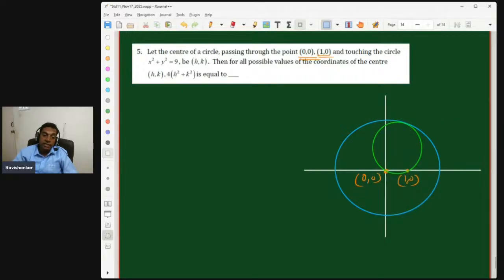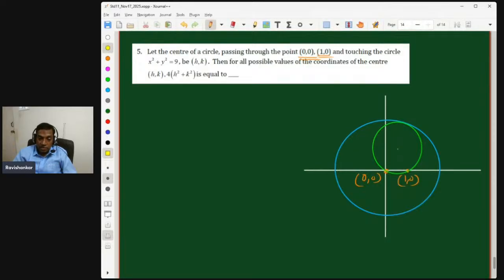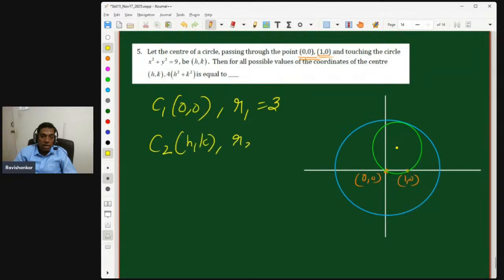That is, it touches internally. I hope you are able to see how I've drawn. There are infinite circles that pass through 0, 0 and 1, 0. So this C1 is the origin, R1 is 3, C2 is H comma K, R2 we don't know. You have to figure out the value of 4 into H squared plus K squared.